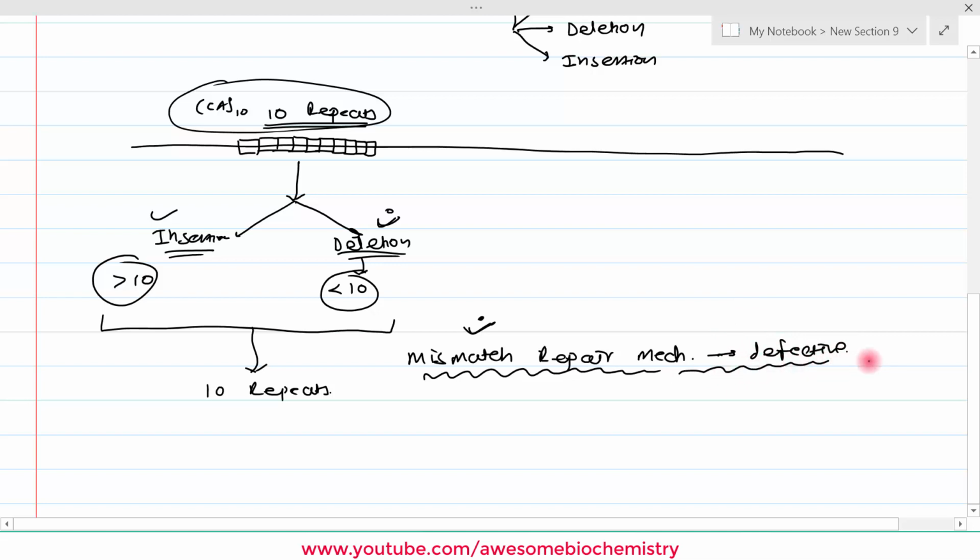So you can easily imagine what will happen in case of a defective mismatch repair mechanism. This will go uncorrected, and so the number of microsatellite repeats will keep changing. This phenomenon, this phenotype, is known as microsatellite instability.